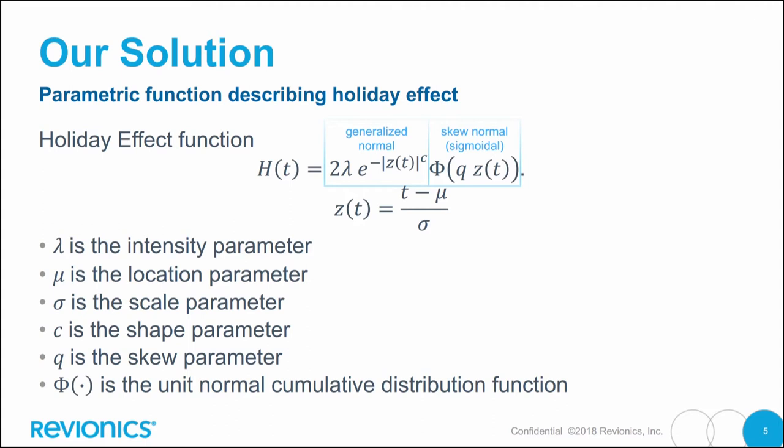I have to remind you, though, this is not actually a distribution that we have here. This is just a function of time that gets multiplied with the rest of the model. So these are the parameters. There are five of them.